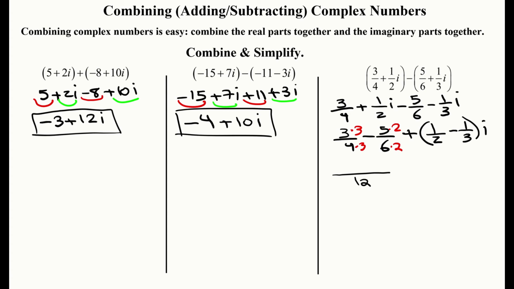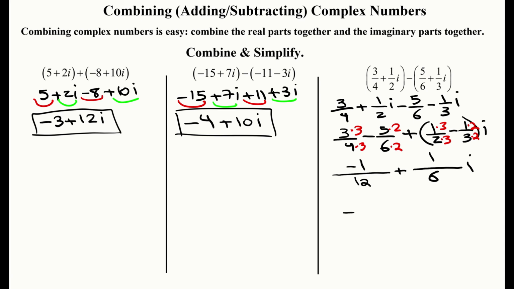So we end up with 9 minus 10, which, as you know, is negative 1. And for the next group, we're going to need a common denominator of 6. So that's going to require us to multiply the 2 by 3 and do the same on the top, and the 3 by 2 and do the same on the top. So we end up with 3 minus 2, which is 1, and we get 1/6 i. So that's basically the final answer.